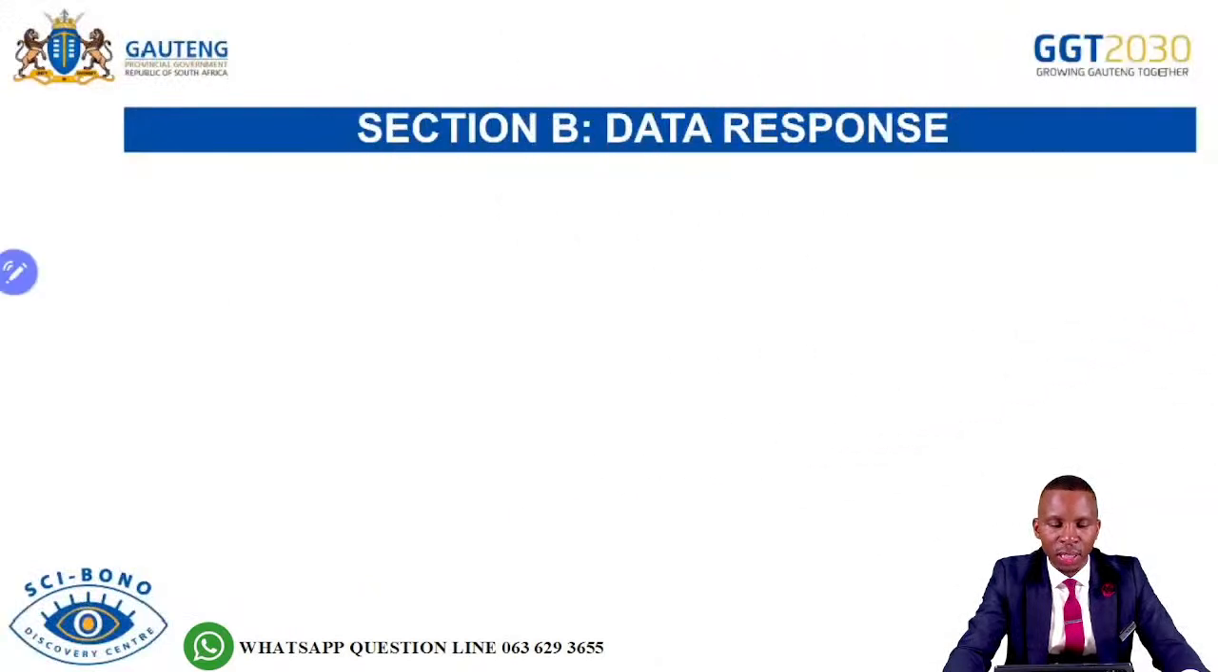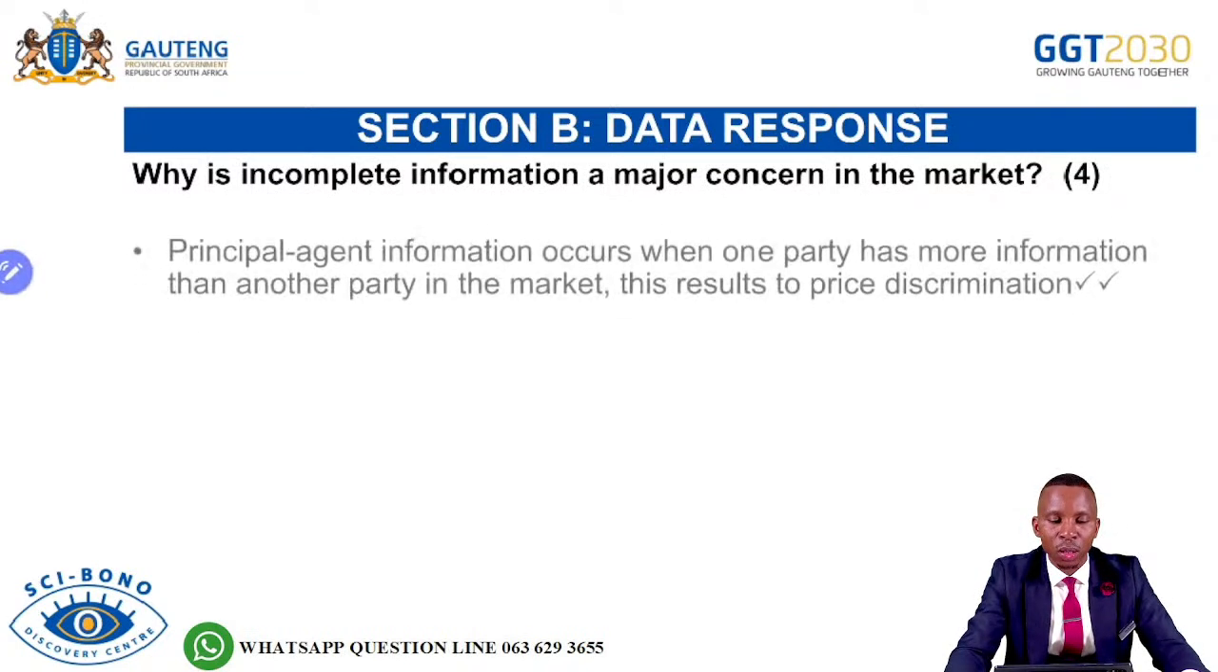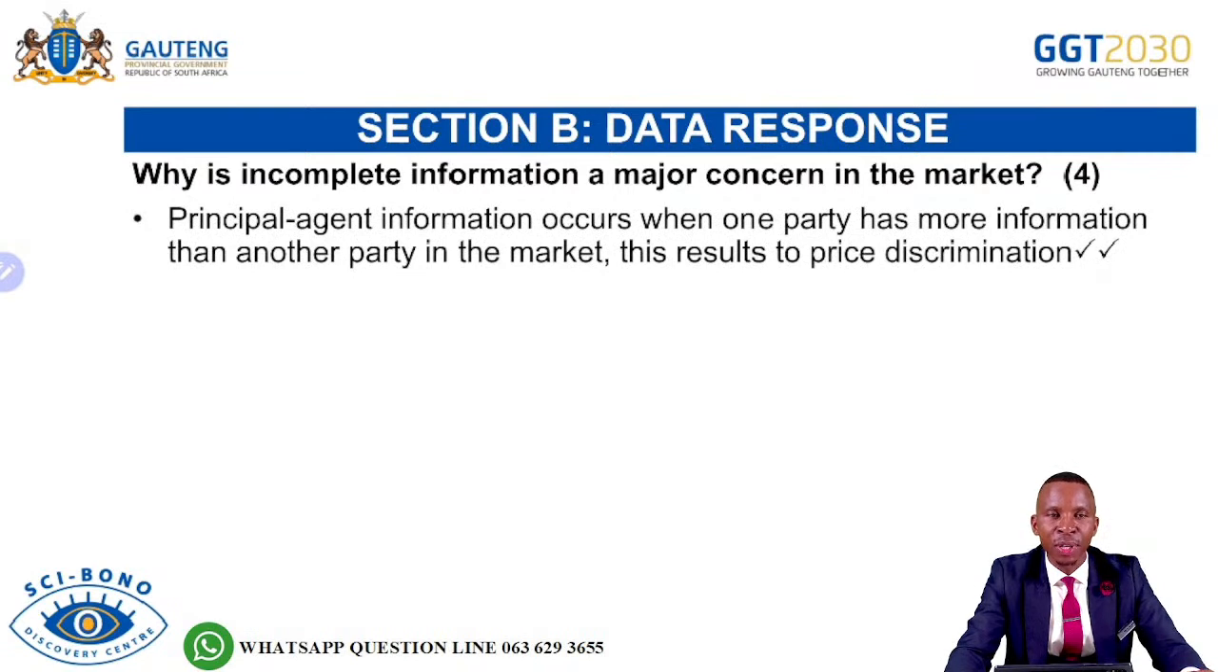And then we continue with the data response. Why is incomplete information a major concern in the market? So if there is not enough information within the market, why does that become a major concern? Principal-agent information problems occur when one party has more information than the other party in the market. And this results in price discrimination. Remember what is meant by price discrimination. Price discrimination occurs when one firm sells a particular product to different consumers at different prices. One will be charged a higher price for the same quantity and same quality. One will be charged a lower price.